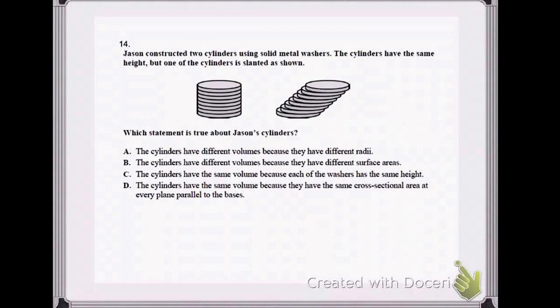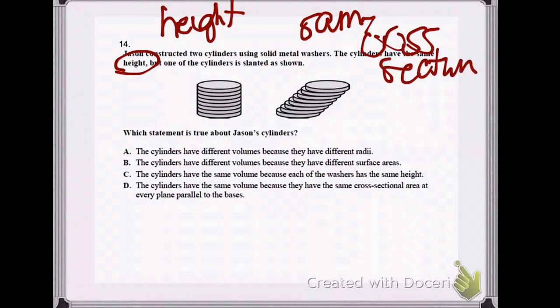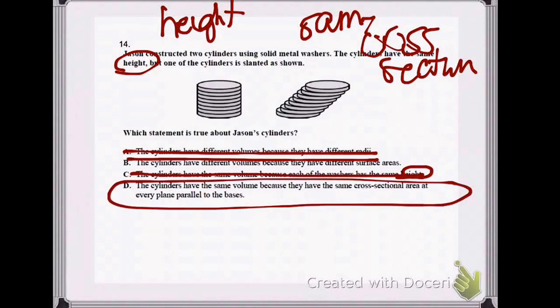On this one, Jason constructed 2 cylinders using solid metal washers. The cylinders have the same height, so we know the height is the same. But one of the cylinders is slanted. Which statement is true? All right, we know they will have the same volume if they have the same height and the same cross sections. So we know they have the same height, so they're going to have the same volume. We've already said they have the same height, so we don't need to say that again. So the answer is D.